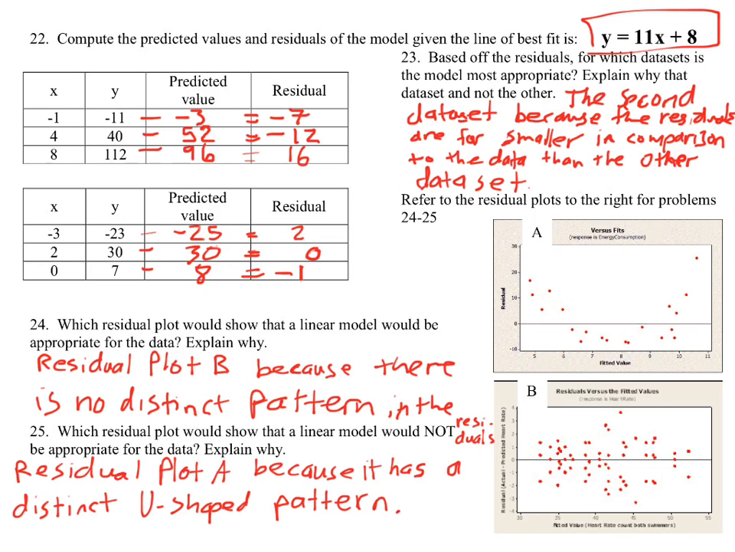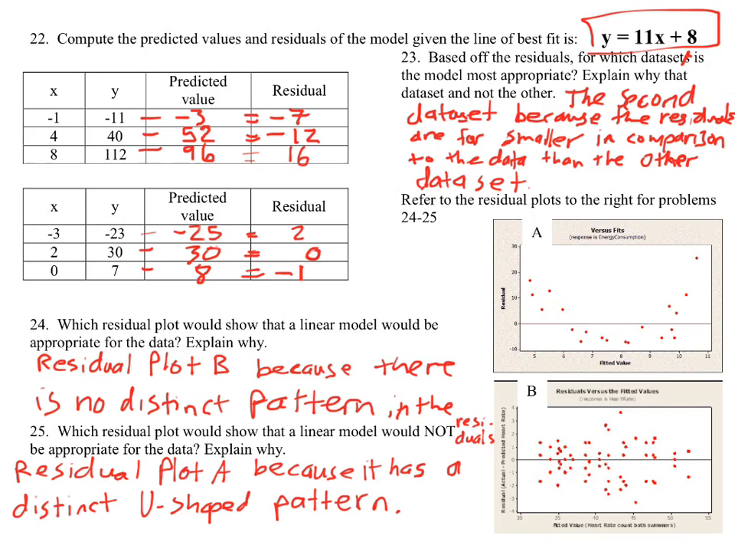And that brings us to answering all these questions. 23, based off the residuals, for which data set is the model most appropriate? Explain why that data set and not the other. To tell if a model is more appropriate, you want your residuals to be small. Here we have much smaller residuals than for this one, so this model works best for the second data set, much better than the first one, because the first one has fairly large residuals in comparison. This one is smaller, so it's better.